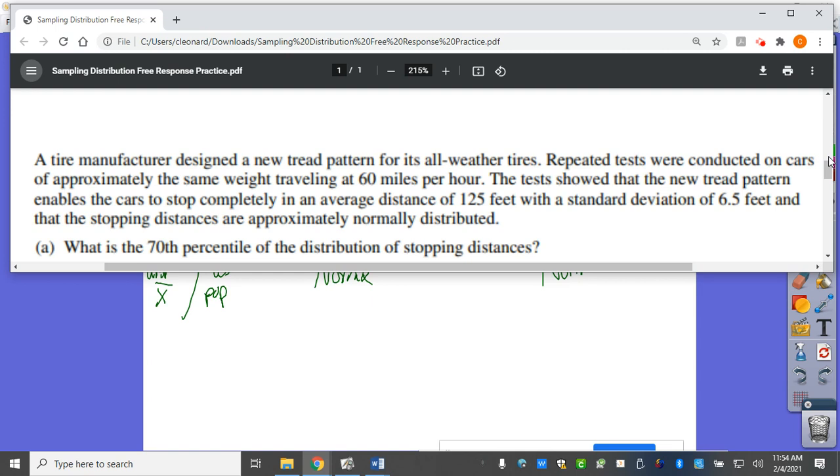A tire manufacturer designed a new tread pattern for its all-weather tires. Repeated tests were conducted on cars of approximately the same weight, traveling at 60 miles per hour. The test showed that the new tread pattern enables cars to stop completely in an average distance of 125 feet with a standard deviation of 6.5 feet, and that the stopping distances are approximately normally distributed. What is the 70th percentile of the distribution of stopping distances? I want you to answer that. I'm telling you that's not this chapter.